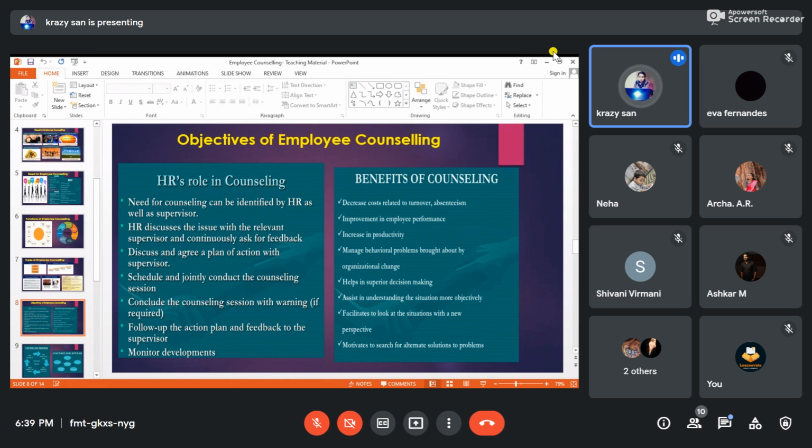monitors development. Now, what happens when counseling is done from time to time for every required individual in your company? That is, every valuable asset of your company, whenever it is required for them. What you will see is a decrease in costs related to turnover. These are the benefits for the industry, the employer, the company: decreased costs related to turnover or absenteeism, improvement in employee performance, increase in productivity, management of behavioral problems brought about by organizational change, help in superior decision making, assistance in understanding the situation more objectively, a new perspective on the situation, and motivation to search for alternate solutions to problems.